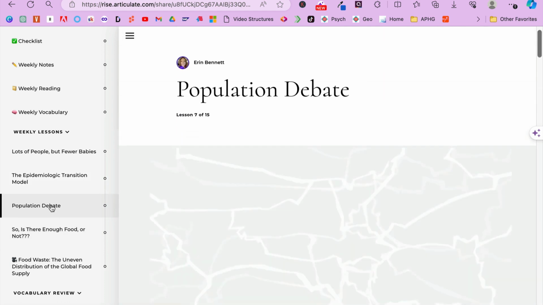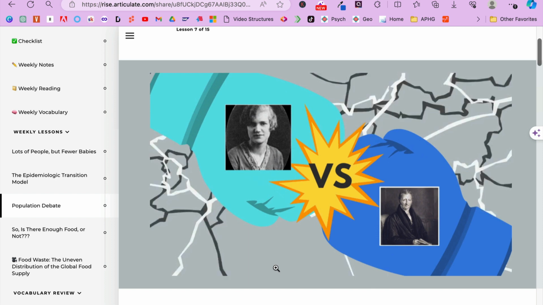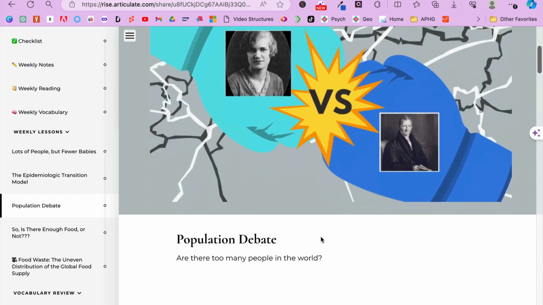And then finally, I just want to talk real briefly about Thomas Malthus and Esther Boserup. So they have these kind of opposing views of population.